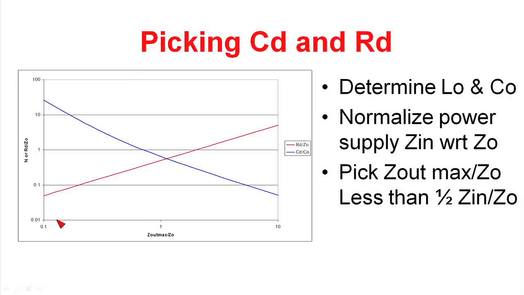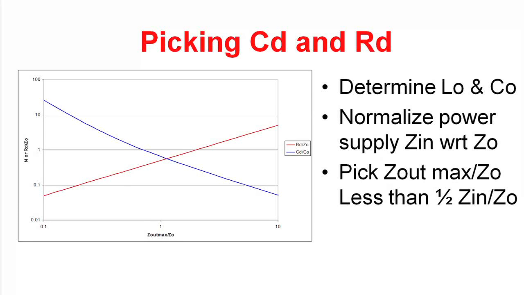On the x-axis, we show the ratio of the output impedance of the filter divided by the characteristic impedance. And remember, the characteristic impedance is just the square root of L over C. We've shown two curves here. The red curve is the value of the damping resistor with respect to the filter characteristic impedance. And the blue curve is the ratio of the damping capacitor to the filter capacitor.